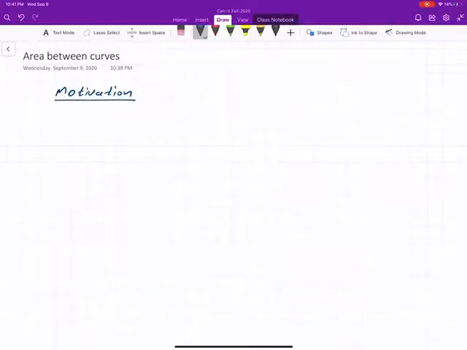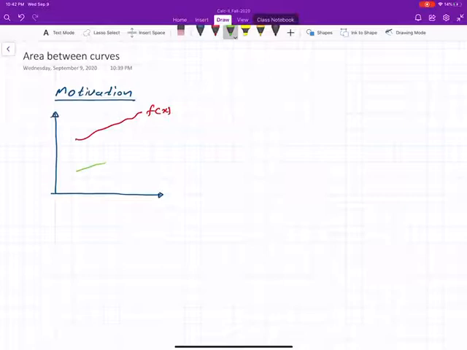Let's say you are given these two curves. This red curve, which is f of x, and then this green curve, which is g of x. And let's assume that the start of these two curves is a and the end of these two curves is b. Now let's say you are asked to compute the area between these two curves, that is this area.